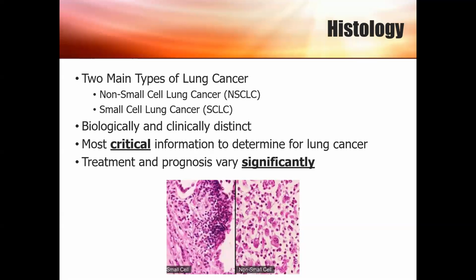The histology of a lung cancer is the most critical information that must be determined by the physician when a patient is diagnosed. The reason for this is the treatment varies significantly, as well as the prognosis between the two types of histology. Here are two photos. The left is a small cell carcinoma. That's what it looks like under the microscope. And the one on the right is one type of non-small cell lung cancer.